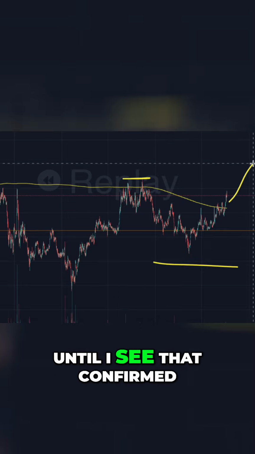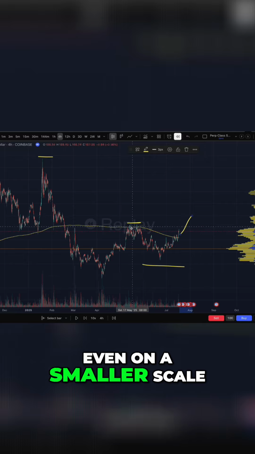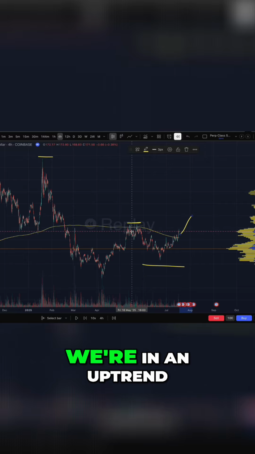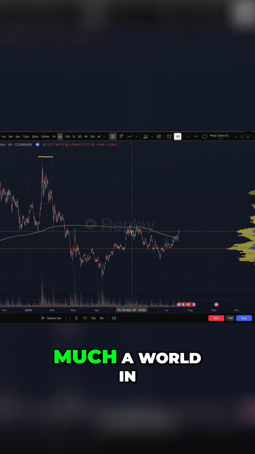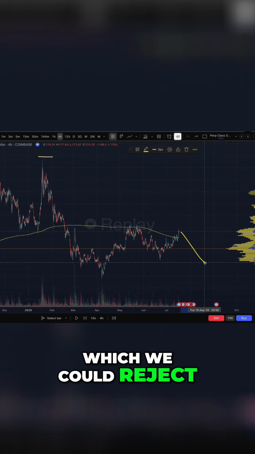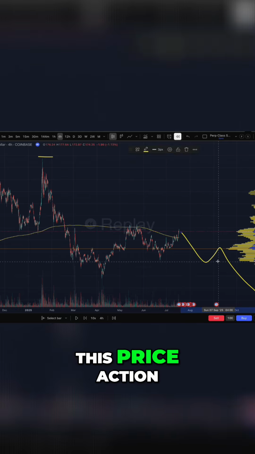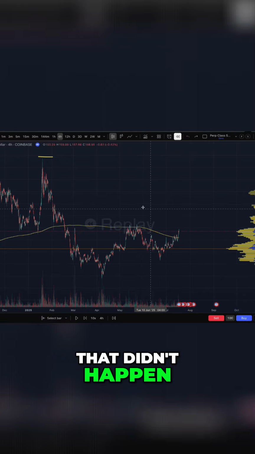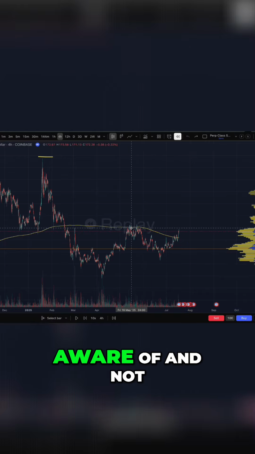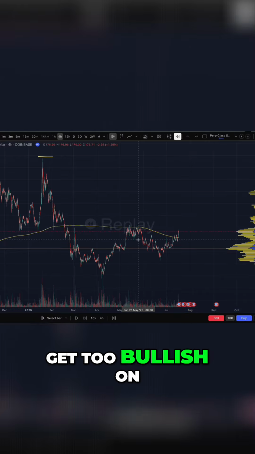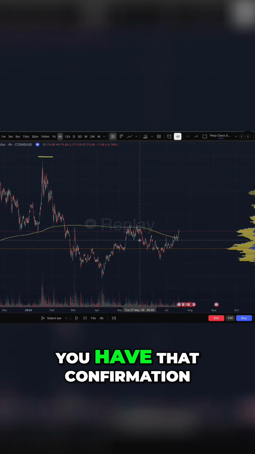So until I see that confirmed, even on a smaller scale, I'm not comfortable saying we're in an uptrend because there is very much a world in which we could reject and then continue in a downtrend from all this price action. Thankfully, that didn't happen, but it's something you always need to be aware of and not get too bullish on the larger timeframes until you have that confirmation.